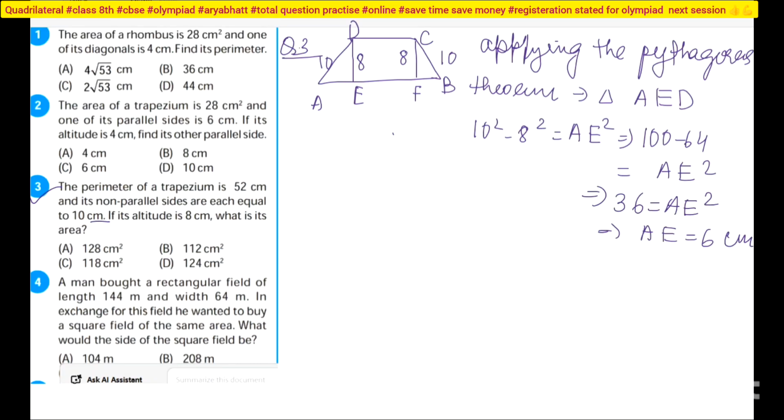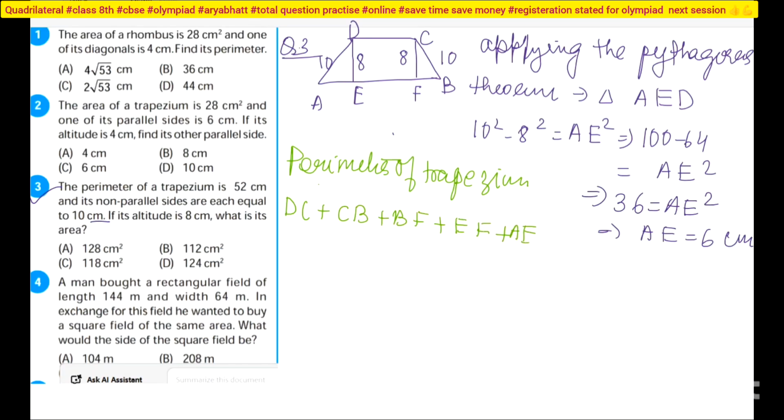Now next, I'm changing the color so it will be clearer to you. Now I will write the perimeter of the trapezium. It will be DC plus CB plus BF plus EF plus AE plus AD. I have written all the parts this way. Now I will put in the values. Here it will be DC because we don't know it, plus 10 plus 6 plus EF plus 6 plus 10. These values I got as 6. Suppose that these two are equal, so I am naming them x and x.